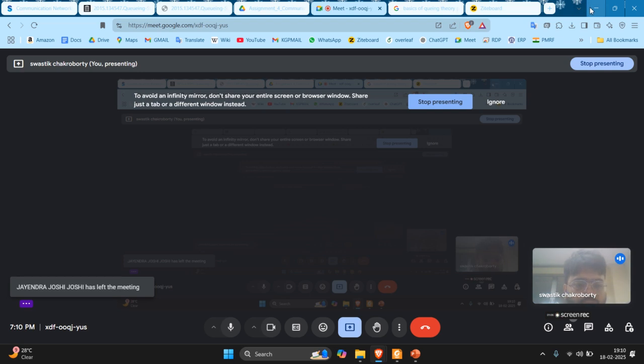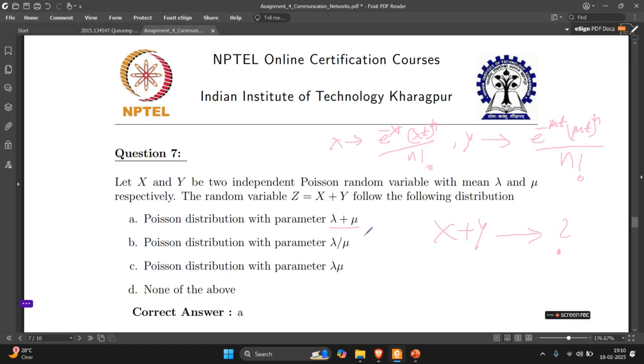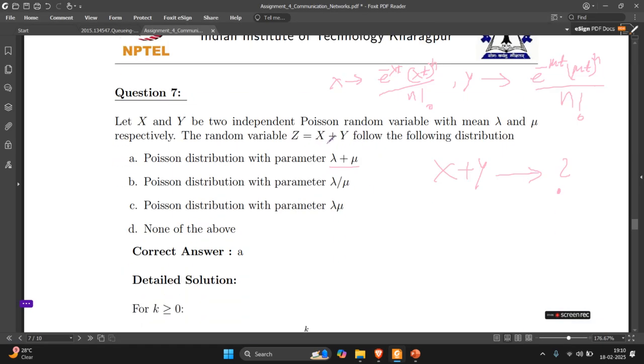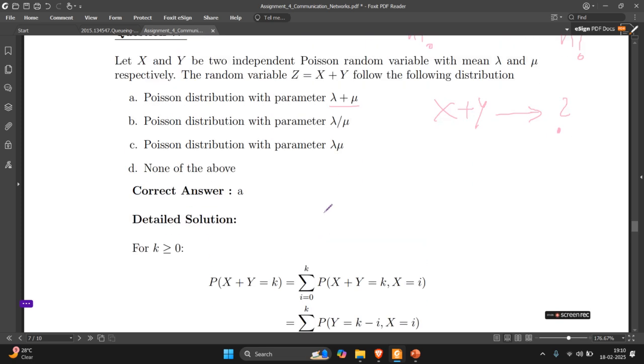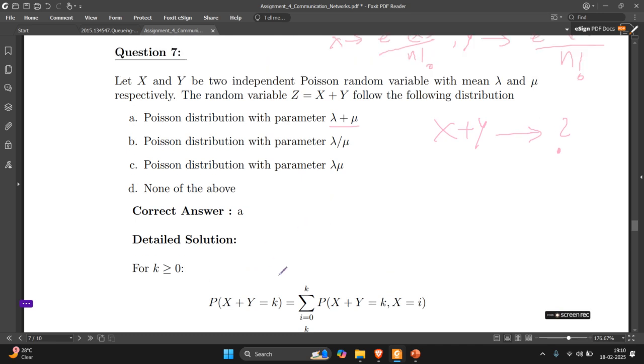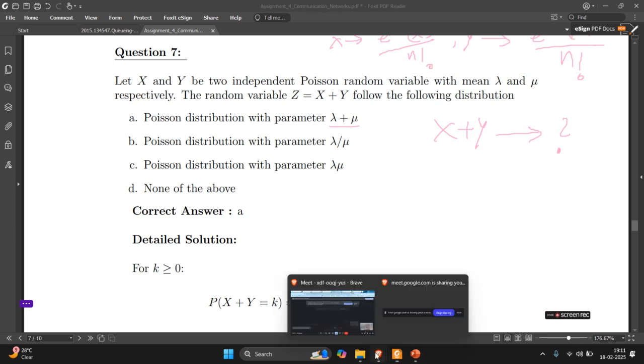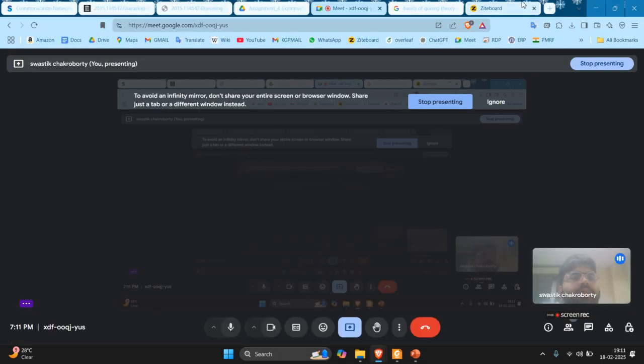So we move on to the proof for this Poisson distribution problem. z is given to be x plus y. Now, what is the probability that x plus y is a particular number? We need to find the probability distribution of z. Usually when we want to find the probability distribution of a random variable, we evaluate the expression P of z equal to k.